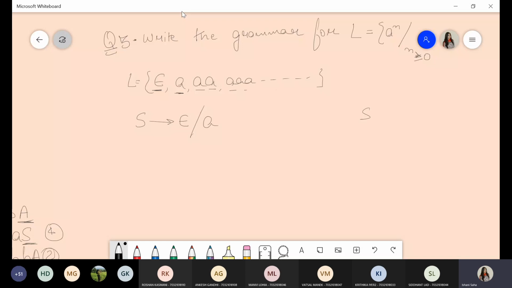Next time again it has to derive another A. Next time let's say there are 3 A's. So it is continuously getting repeated. So I can write it like this, because the start symbol is continuously repeating.